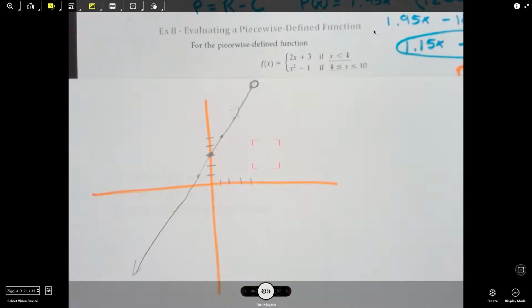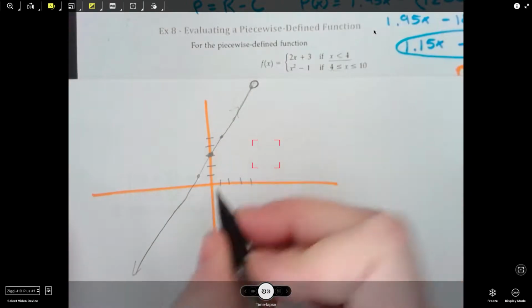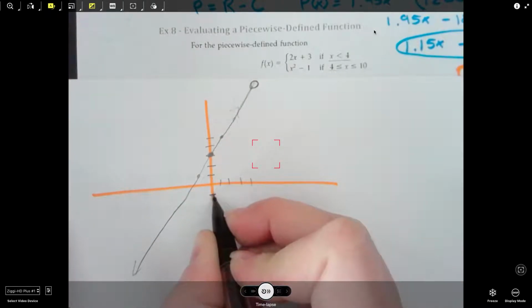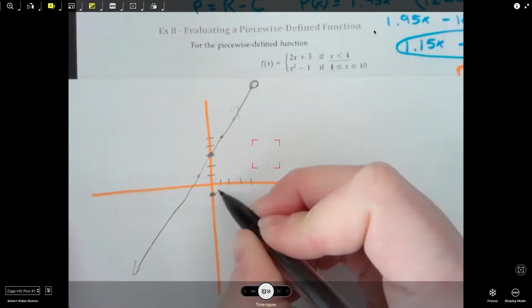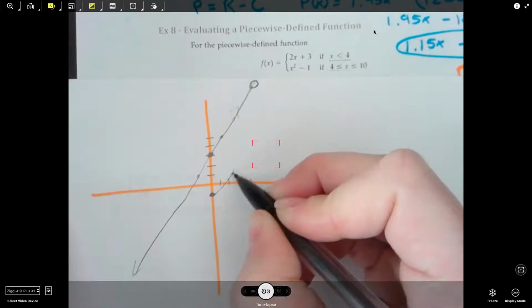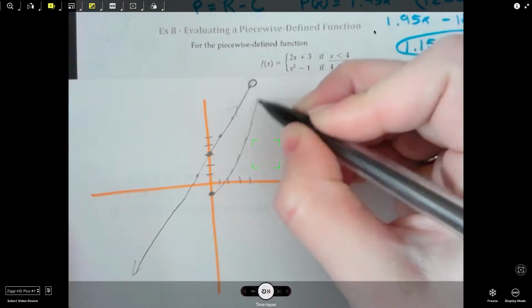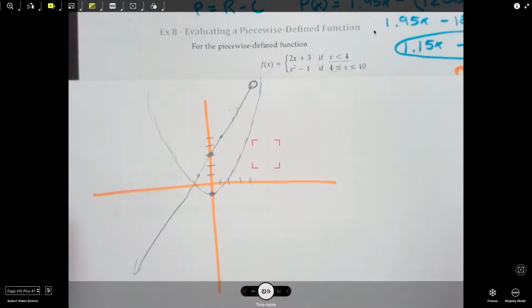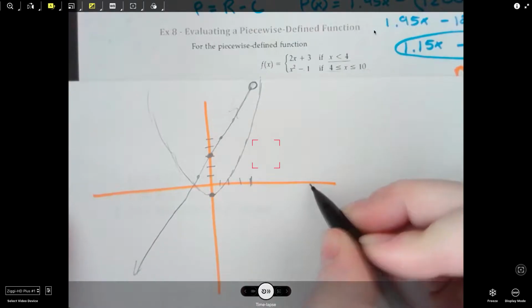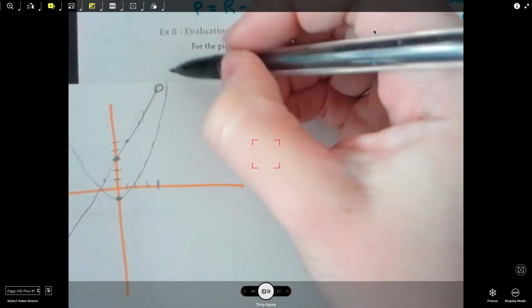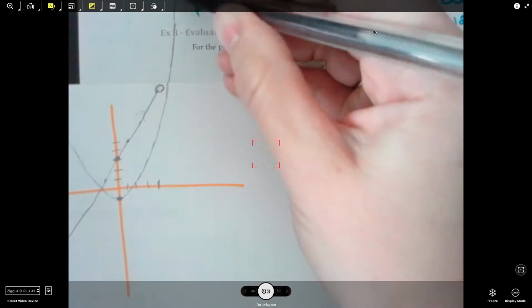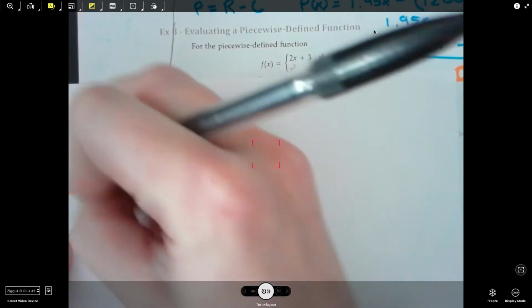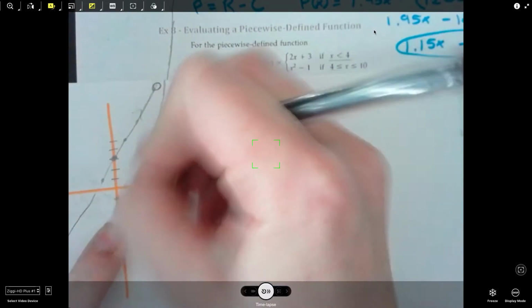x squared minus 1. Do you know what that looks like? It's a parabola, and what does the minus 1 do? Down 1. So it looks like this, and something like this. Okay? But we only want from 4 to 10. I should have made this a little bit bigger. I'm going to go up here. We only want from 4 to 10, so I'm going to erase this side, and I'm going to erase this side.